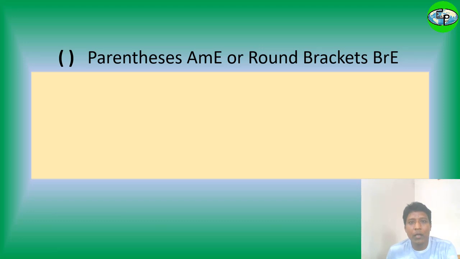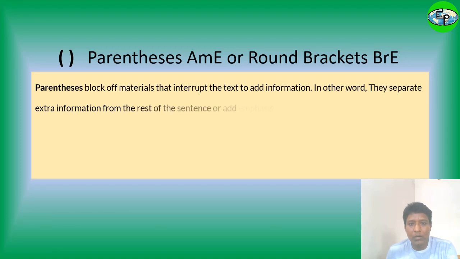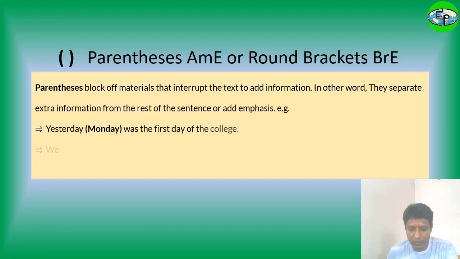Parentheses in American English, and round brackets in British English. Parentheses block off material that interrupts the text to add information. In other words, they separate extra information from the rest of the sentence or add emphasis. For example, yesterday (Monday) was the first day of the college.